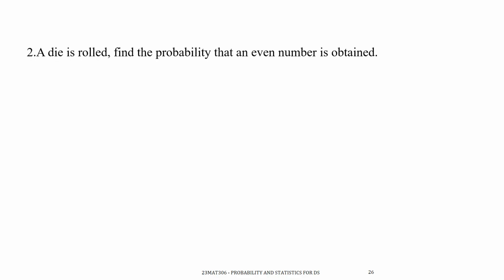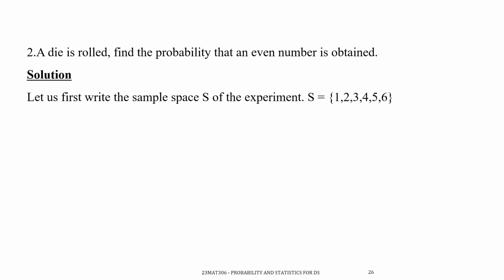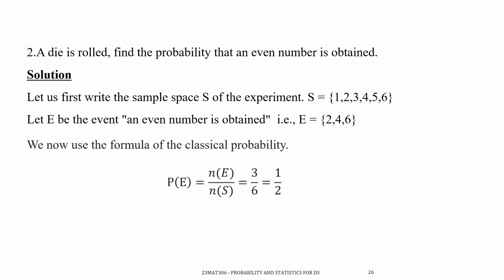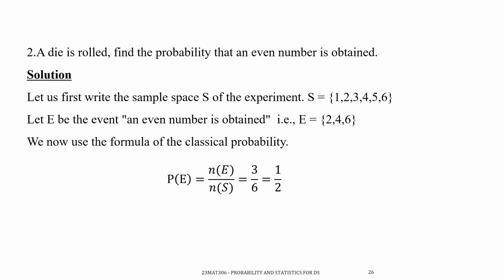The next one, a die is rolled. Find the probability that an even number is obtained. In a die, we have the sample space S is 1, 2, 3, 4, 5 and 6. Let us consider E as the event that we obtain an even number, that is 2, 4 and 6. So the number of favorable outcomes is 3 divided by the total number of trials, 6. So probability of E is equal to 3 by 6, which is 1 by 2.